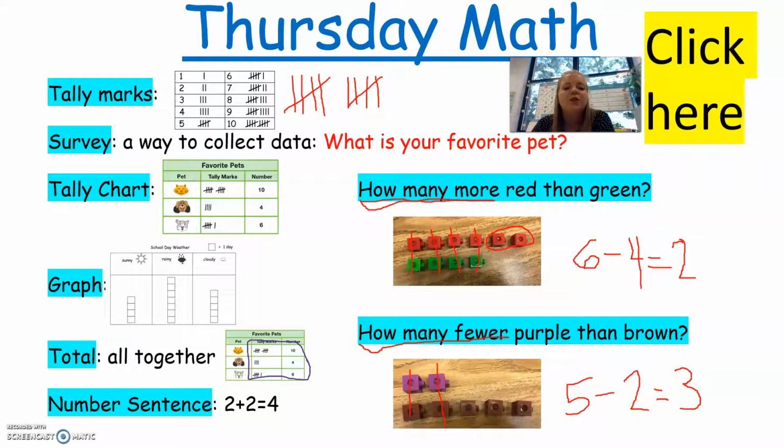Today before we get started with our math work, we're going to go through our vocabulary one more time. Okay, so the first word is tally marks. Remember, tally marks are a special way we can show numbers. And what do we do when we get to a group of 5? That's right, we cut across. So 1, 2, 3, 4, 5, 6, 7, 8, 9, 10. Good job.